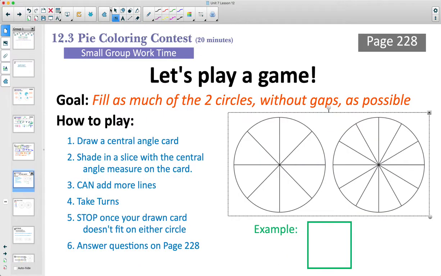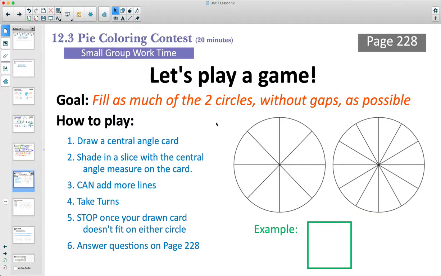All right, then this next one, if you're doing the lesson at home, you won't really be able to do this because you need to have cards, but if you're in class, you'll need to make sure that you get the cards from your teacher. This starts on page 228, and you'll see 2 big circles there. You're going to draw a central angle card from the stack that your teacher gave you. You're going to shade in a slice with that central angle on whichever circle you choose. And if you need to, you can add more lines to break these angles up further.